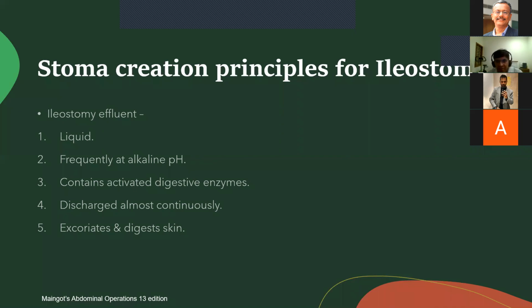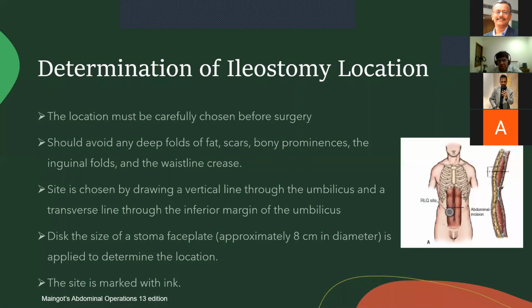Yes, sir. So the principles for creating an ileostomy, we have to remember that ileostomy effluent is mainly liquid. It is frequently at alkaline pH and contains activated digestive enzymes. The discharge is almost continuous, and it digests and excoriates skin. So the location of the ileostomy should be predetermined before the surgery is undertaken. Even if there are no plans of putting an ileostomy during the surgery, we can plan ahead and at least mark the place where, just in case an ileostomy is required, we know where we can access it.